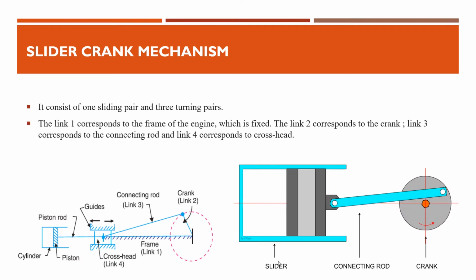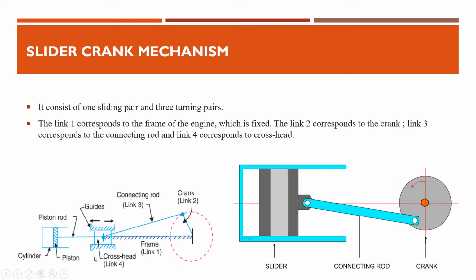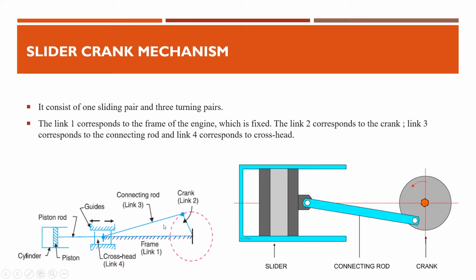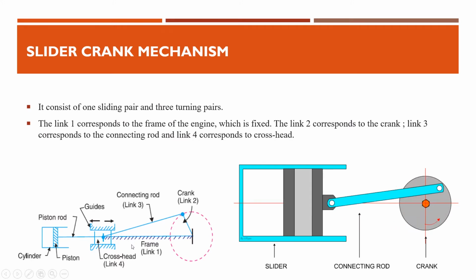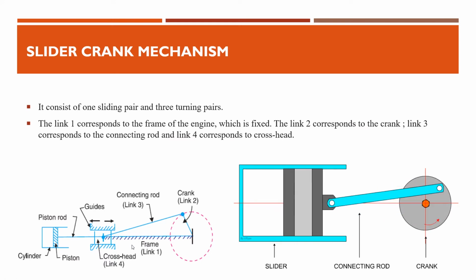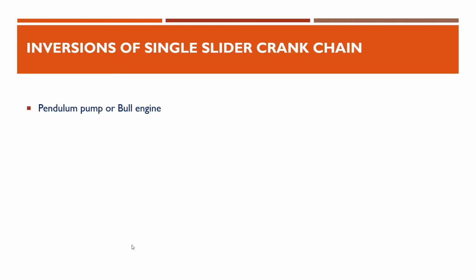So in this figure, link 1 corresponds to the frame, link 2 corresponds to the crank, link 3 is the connecting rod and link 4 is the piston, which is the moving part. Okay, so this is the slider crank mechanism. Now let us go into the various inversions of the slider crank mechanism. As I already told in the previous lecture, the inversions can be obtained by fixing different links in a mechanism. Here also in the slider crank, there are 4 links and so we can obtain 4 inversions by fixing different links.